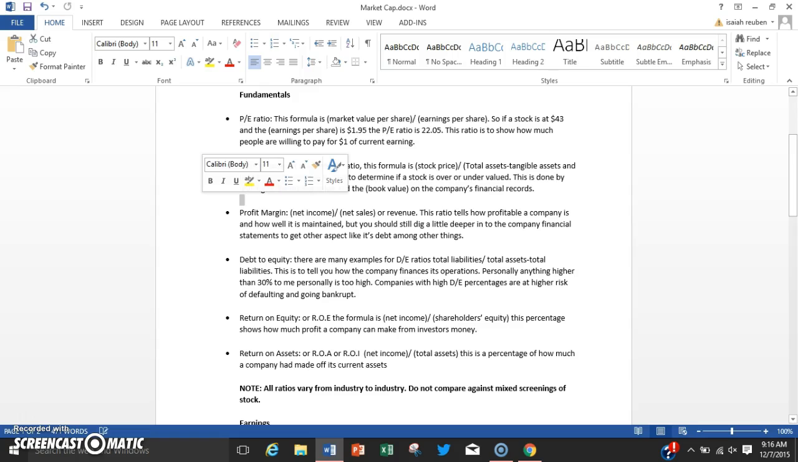So a PE ratio is a price earnings ratio. As you can see, the formula is market value per share divided by earnings per share. So as it gives the explanation, the price is $43, and the earnings per share is $1.95. The PE ratio is 22.05. Most investors go for PE ratios of about 15 at least. That's a good PE ratio you want to look for.